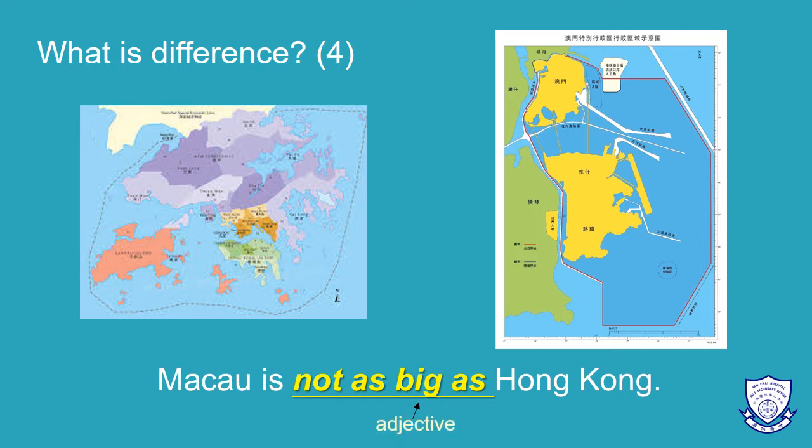And you see, big is an adjective. So maybe next time you write a different sentence to compare actions, you may write an adverb but not an adjective here in the same position.